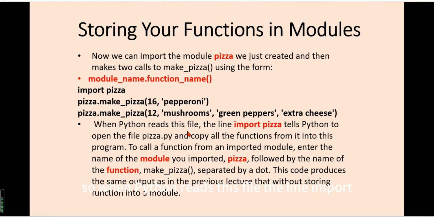When Python reads this file, the line import pizza tells Python to open the file pizza.py and copy all the functions from it into this program. To call a function from an imported module, enter the name of the module, which is pizza, followed by a dot and then the name of the function, make_pizza. This code produces the same output as in the previous lecture, just without storing the function in a module.